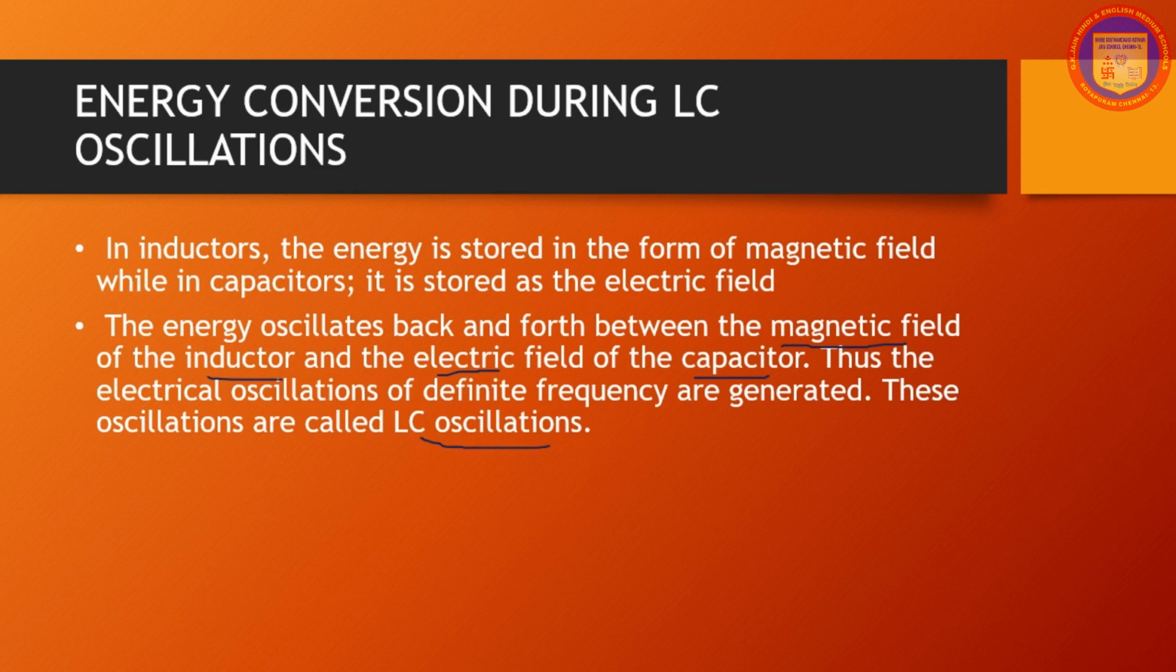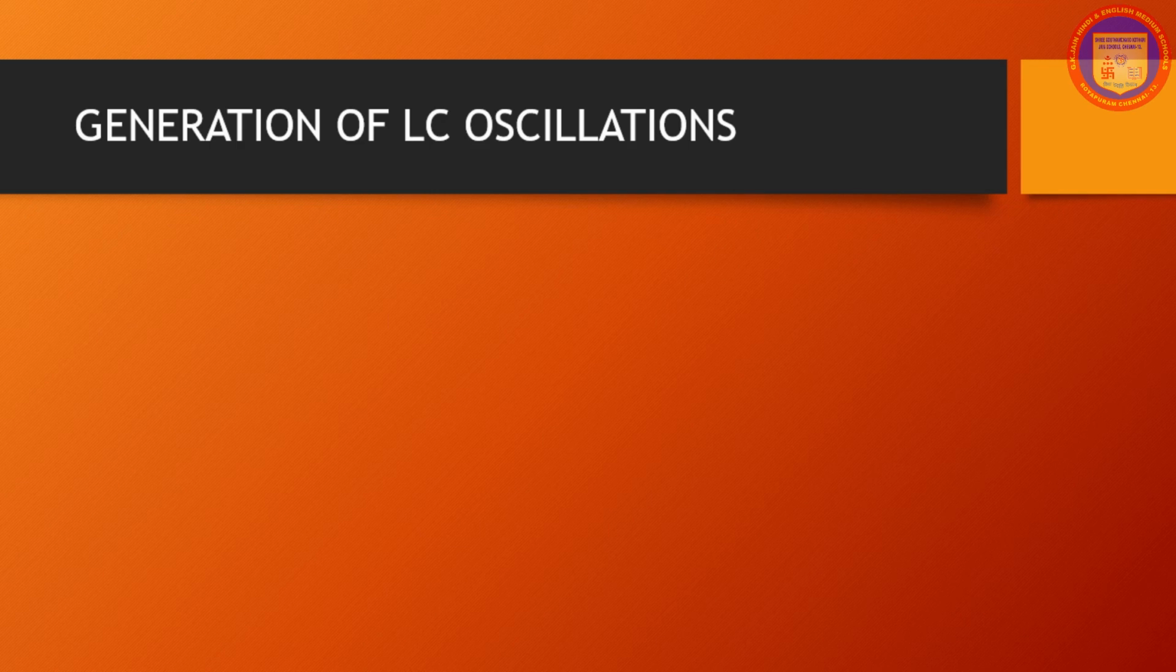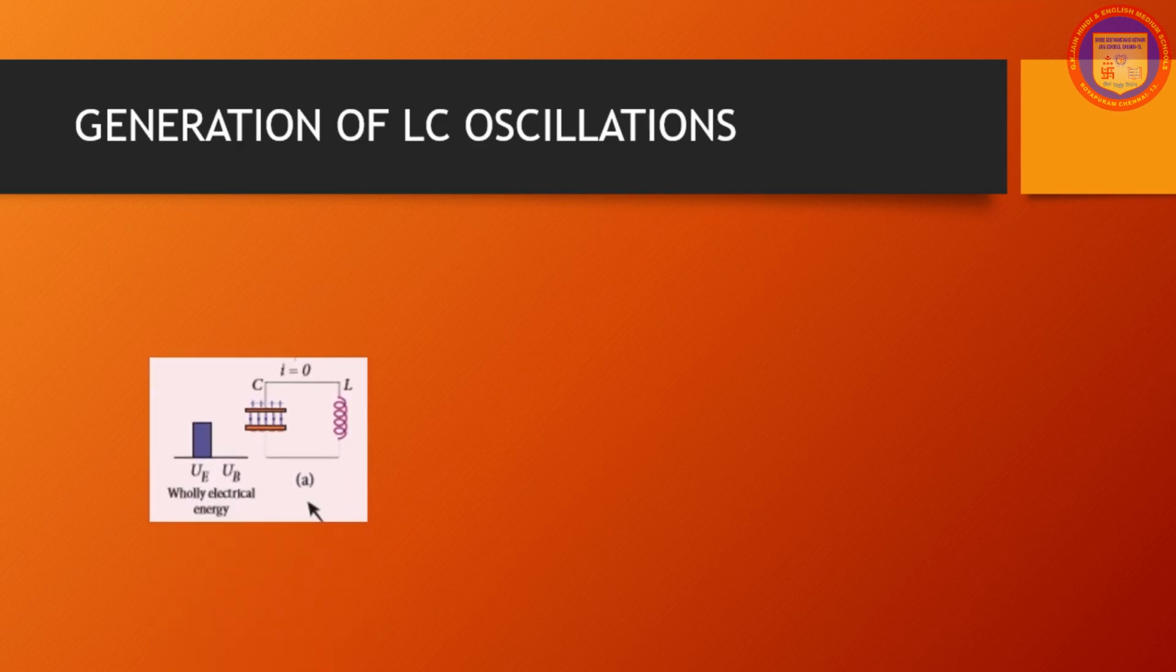Next, we are going to see the generation of LC oscillations. Let us assume that the capacitor is fully charged with the maximum charge Qm at the initial stage. So the energy stored in the capacitor is maximum and it is given by UE is equal to Qm square divided by 2C. As there is no current in the inductor, the energy stored in it is 0. That is, UB is equal to 0. Therefore, the total energy is wholly electrical.